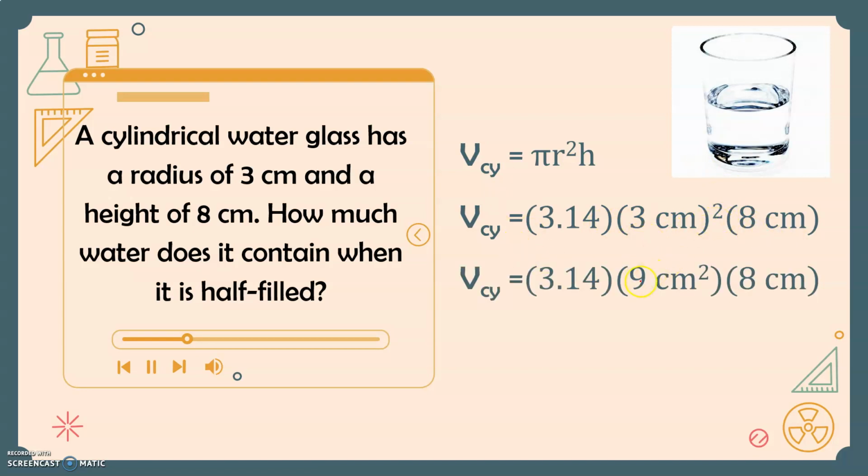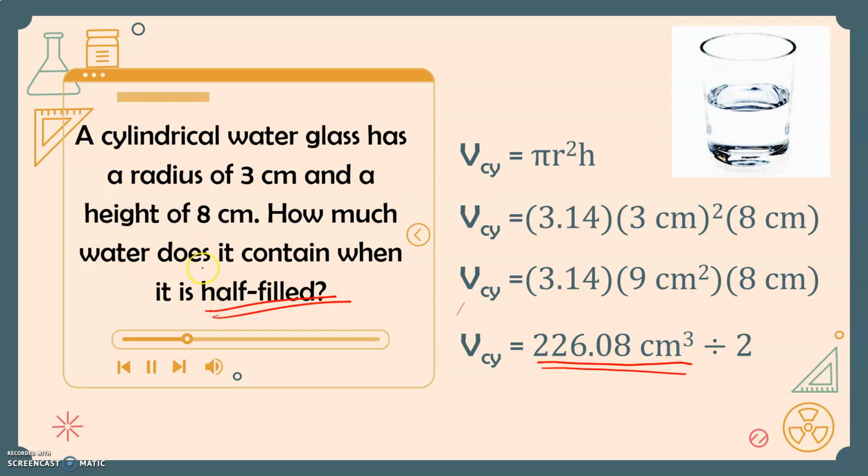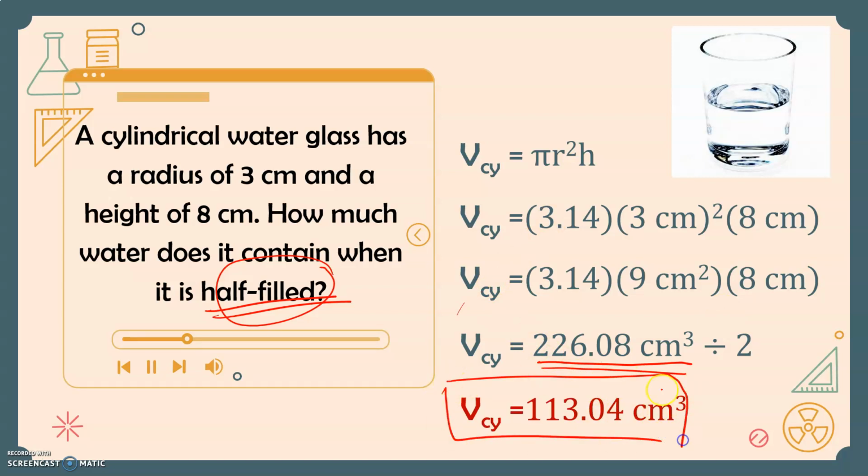3 centimeters squared is equal to 9 square centimeters. Multiplying it by 3.14 and 8 centimeters, we'll have 226.08 cubic centimeters. Okay, this is the volume of the entire water glass. But since the question is asking for the volume of water it contains when it is only half filled, we will divide the volume of the cylindrical water glass by 2. And that will give us 113.04 cubic centimeters. Therefore, it contains 113.04 cubic centimeters of water when it is half filled.